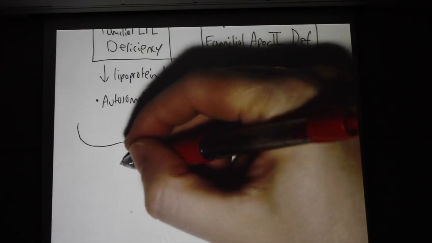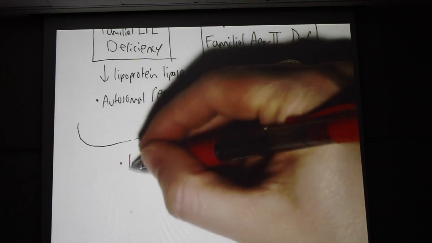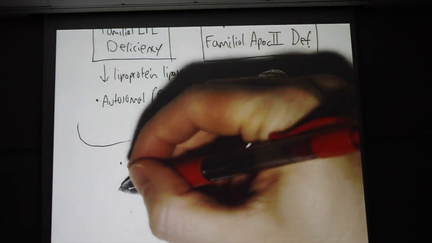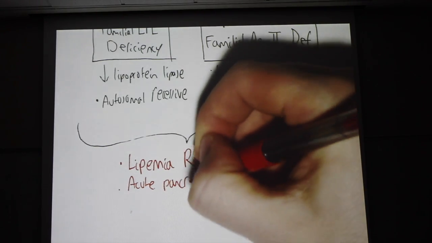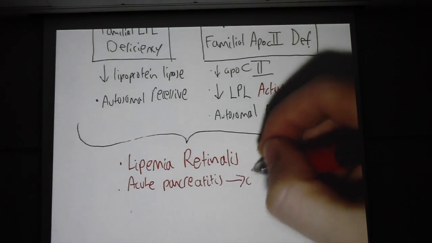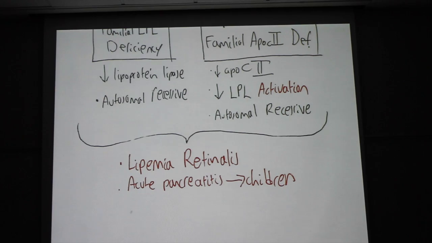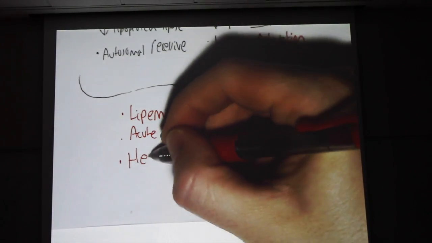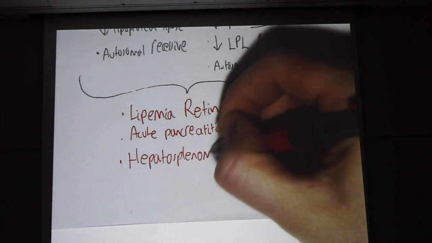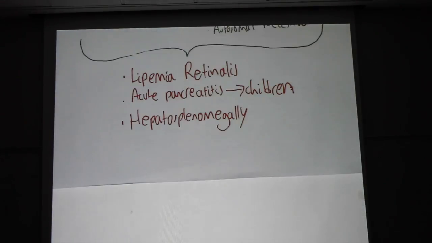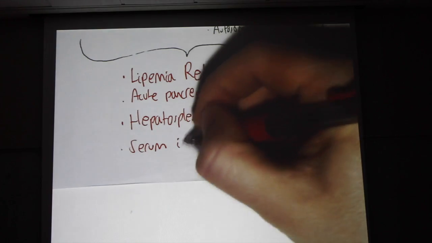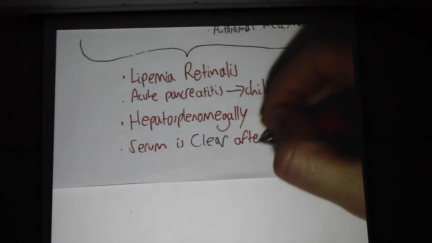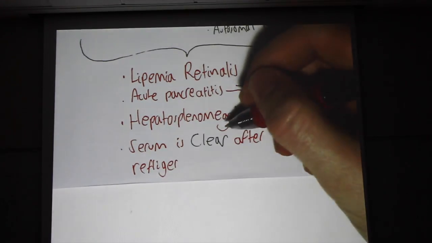Some of the key findings that we tend to see are things like lipemia retinalis. Children often present with this disorder with acute episodes of pancreatitis, and that's a really common way that these tend to be presented for these disorders, so you really want to pay attention to acute pancreatitis in children. Hepatosplenomegaly is also common in these patients, and really the key distinguishing factor between this and VLDL disorders is that serum in patients that have chylomicron disorders is clear after you refrigerate it.